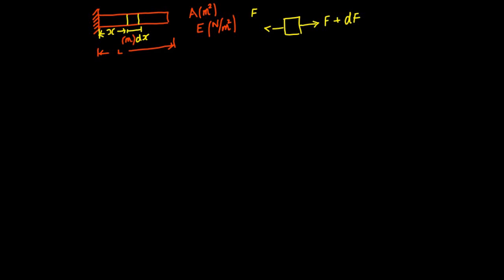In case F plus dF is greater than F, then this particular structure should move along the right hand side, because the right hand side force is going to be greater than the left hand side force. And it's not going to move along the right hand side forever. Of course, the force is going to change in a sinusoidal manner. So the displacement of the mass, if you plot it along the y-axis and time along the x-axis, should also move in a sinusoidal manner.